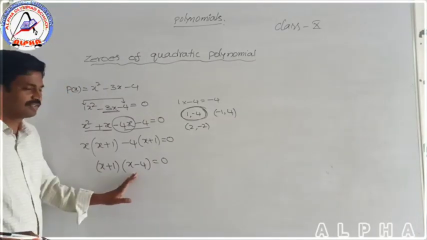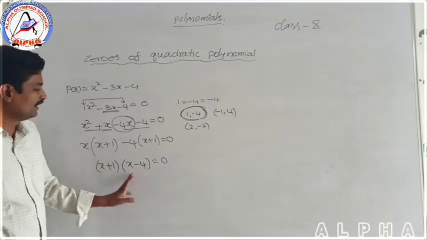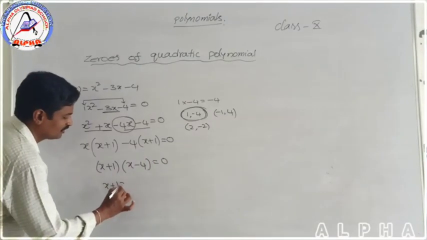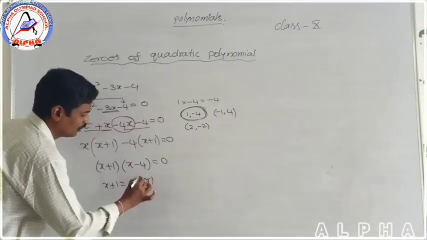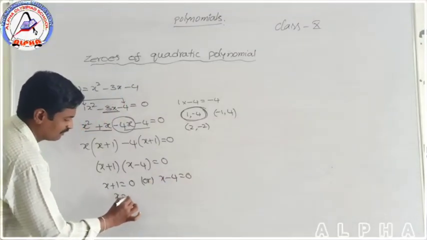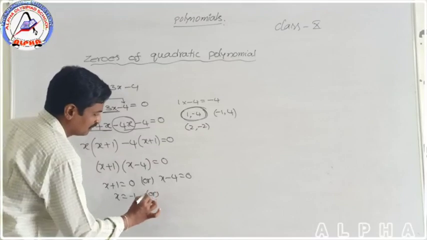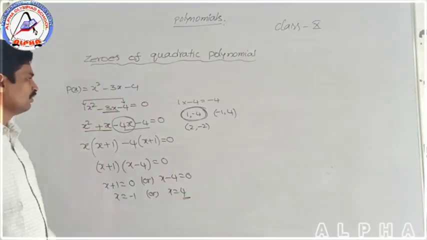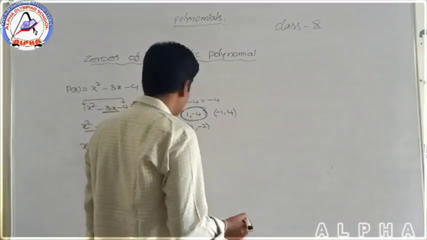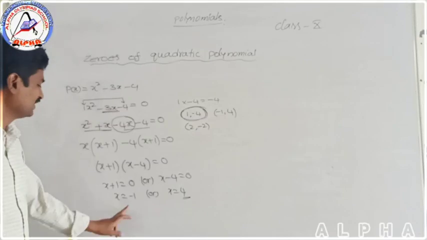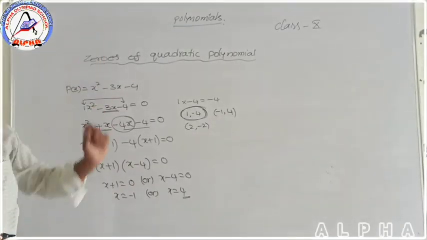That means the product of two linear polynomials is equal to 0. That means each polynomial is equal to 0. Any one polynomial is equal to 0, that is x is equal to -1 or x is equal to 4. Now verify whether these are the zeros or not. The question is asking: verify -1 and 4 are the zeros of the polynomial or not?